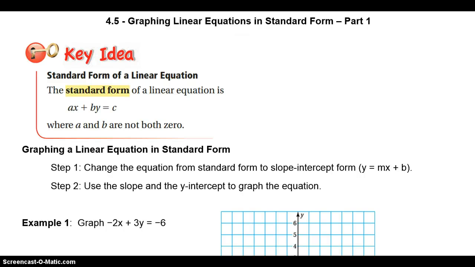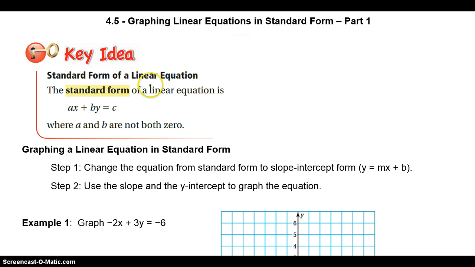Okay, today in 4.5, the first part of it, we're going to take linear equations from standard form to y equals mx plus b and graph them. So today in class, you were graphing y equals mx plus b, so we're adding one extra step, and that is putting them into y equals mx plus b form before we graph.